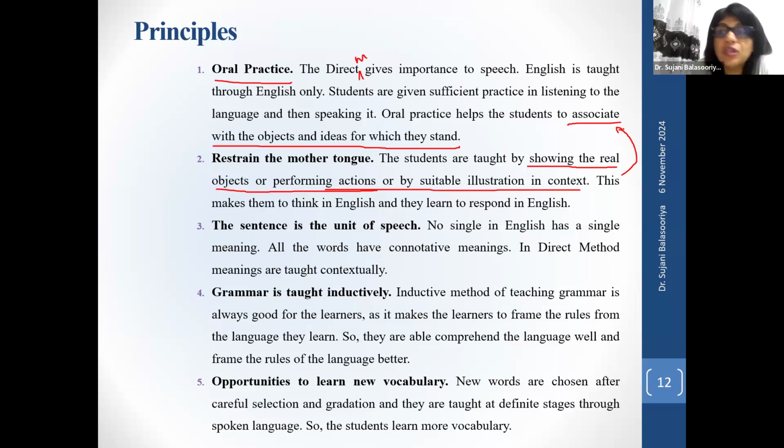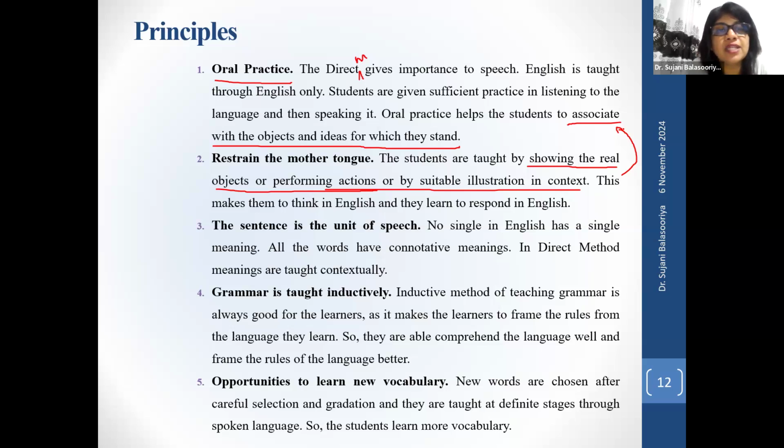The sentence is the unit of speech. No single word in English has a single meaning. All the words have connotative meaning. So in the direct method, meanings are taught contextually, right? Attention is not given to the word. Attention is given to the sentence. That means the sentence is considered to be the unit of speech.